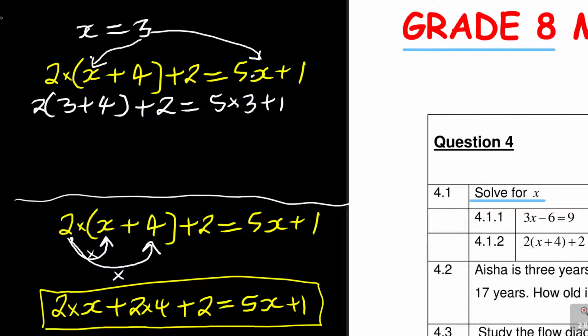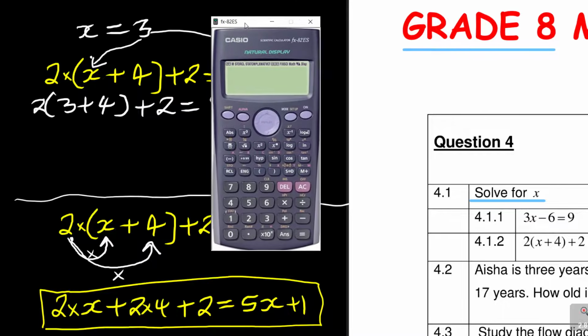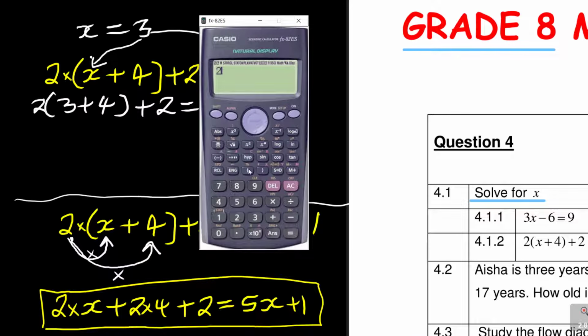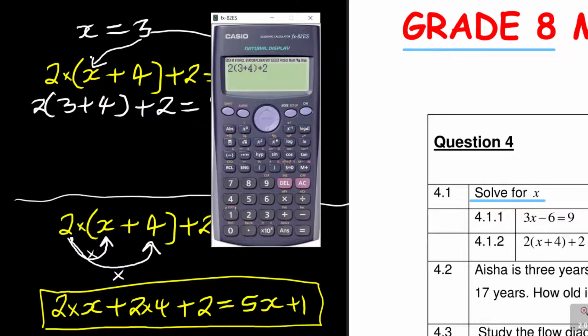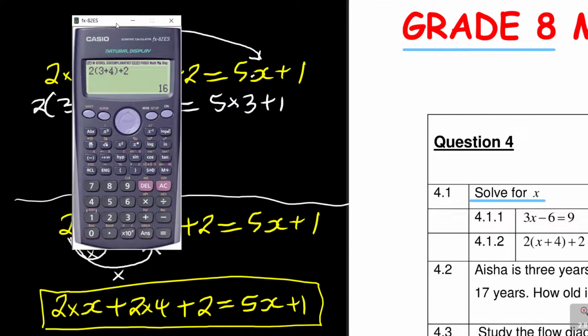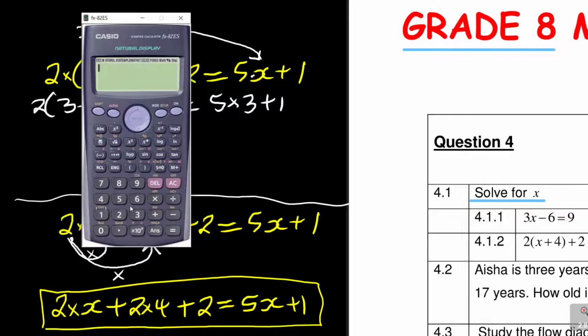So let's do that. If I take my calculator, let's start with the left hand side. It's 2 bracket 3 plus 4, close the bracket, plus 2. After that is the equal sign. So I end there, equal to, I'm getting 16. So let's try this side. What do I have? 5 times 3 plus 1 equal to 16.